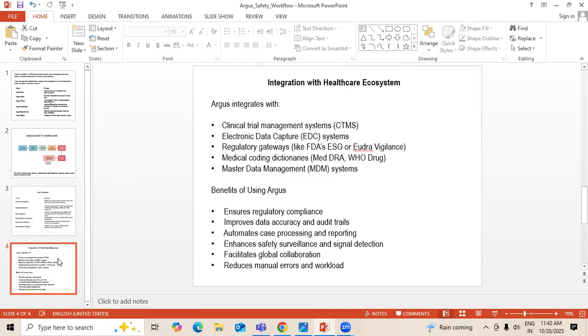Now, the benefits of using Argus: it ensures regulatory compliance on the pharmacovigilance side, improves data accuracy and audit trails, and automates case processing and reporting. It also enhances safety surveillance and signal detection. It facilitates global collaboration and reduces manual errors and workload. So Argus is one of the core important systems that we use, especially on the pharmacovigilance side.